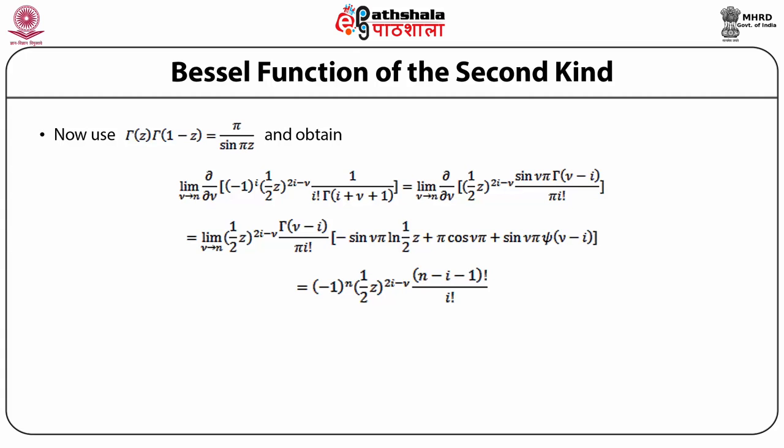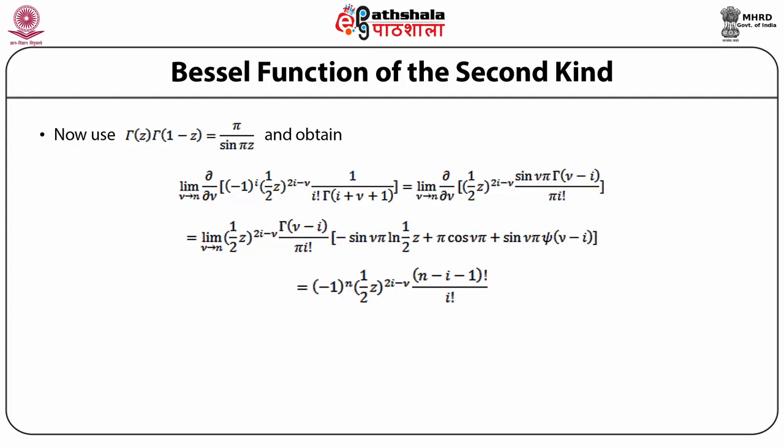This simplifies to give the limit ν tending to n of (z by 2)^(2i-ν) times gamma of ν minus i divided by π i factorial, times within the brackets minus sin νπ times natural log of z by 2 plus π cos νπ plus sin νπ times ψ of ν minus i, brackets close. This is equal to (-1)^n times (z by 2)^(2i-ν) times (n minus i minus 1) factorial divided by i factorial.